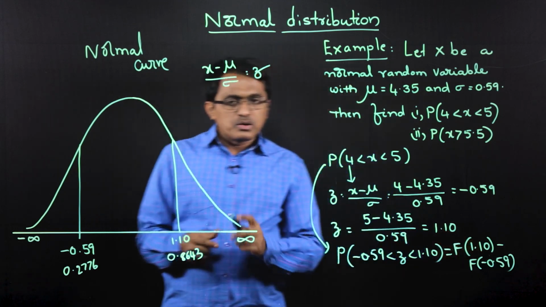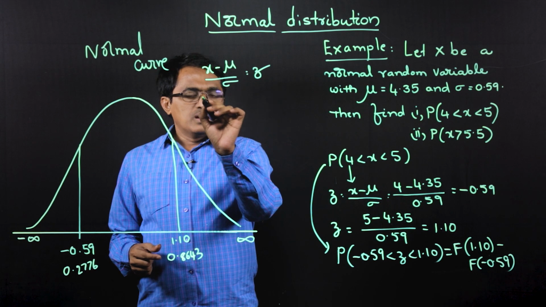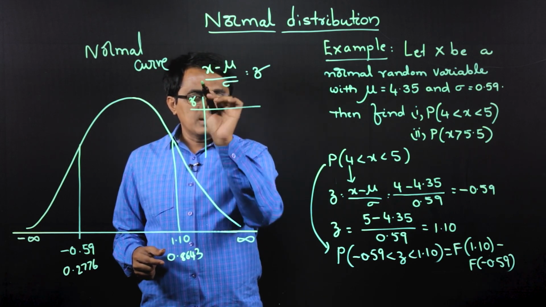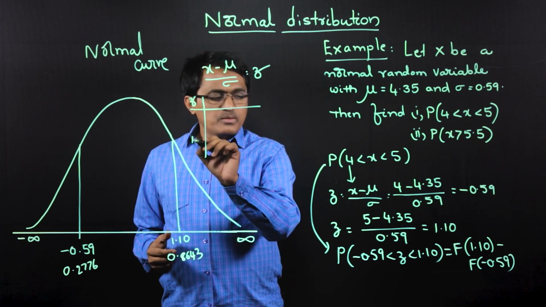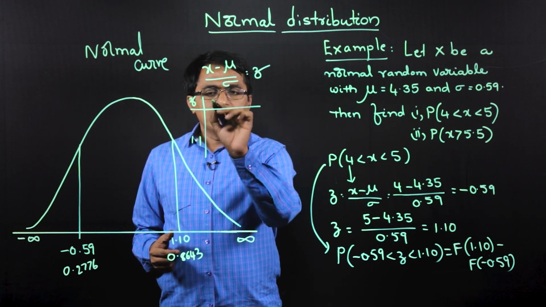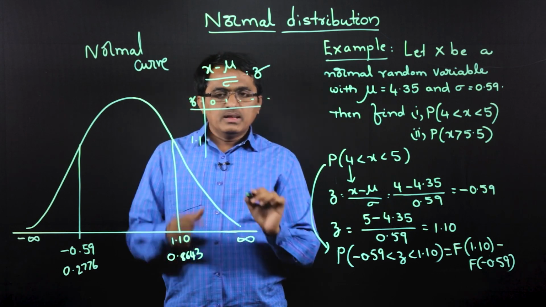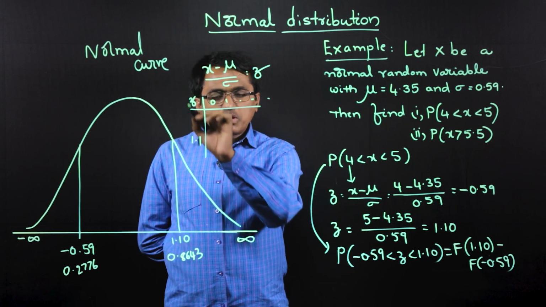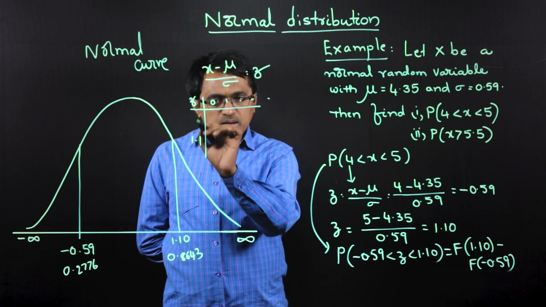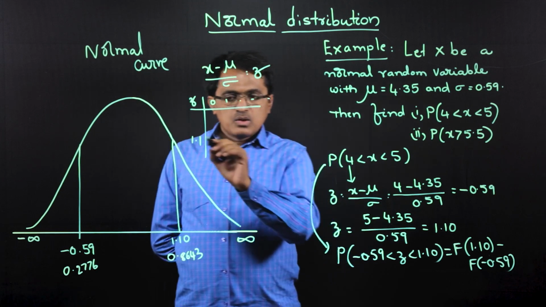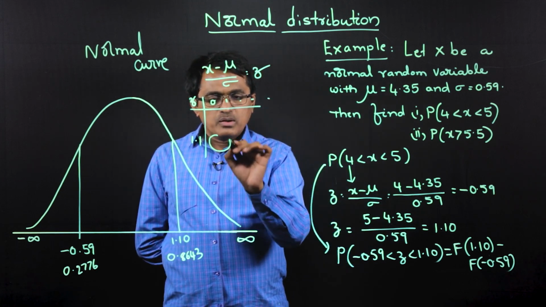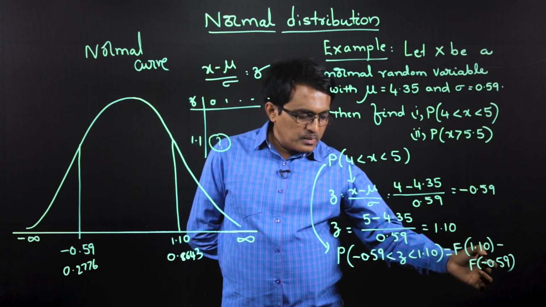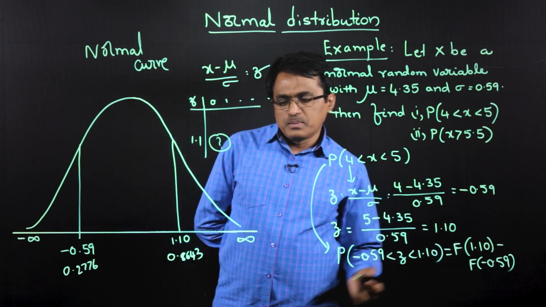Now what we have to do is take the normal distribution tables, where we will have z values. In this case, we have to see where we will find 1.1, then here 0, 1, 2, 3 like this we will have the z values. From the normal distribution tables, we have to find the probabilities corresponding to the z values. In this case 1.10. So, what is the value corresponding to this? Similarly, for f of minus 0.59 we have to find.